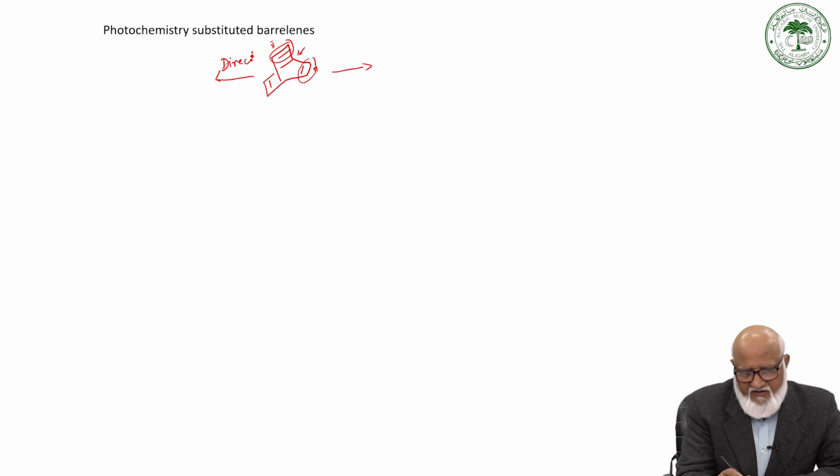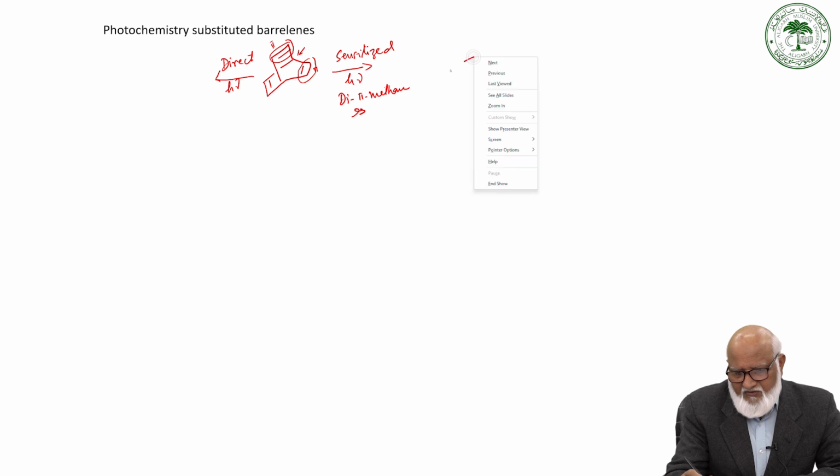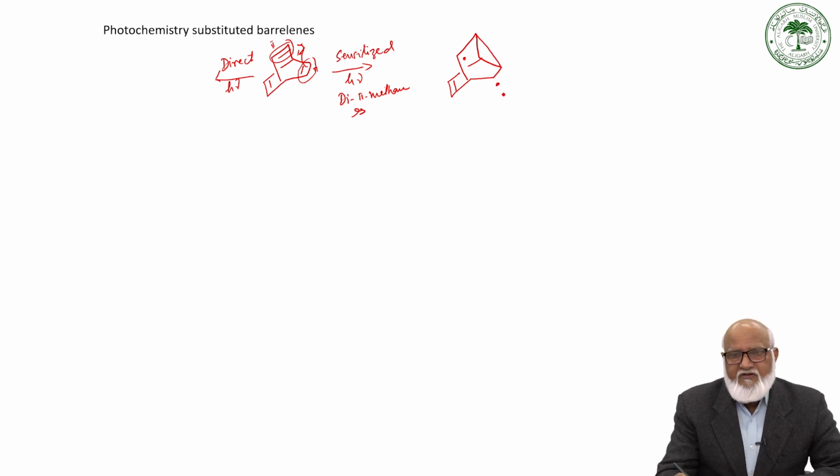And it has been found that on direct photolysis and on sensitized photolysis, this gives two different products. Under sensitized photolysis it undergoes di-pi-methane rearrangement to give, so it is going to attack this one, going to form a new bond, a generation of a diradical, and of course this radical is already there, and then it forms a double bond once again.